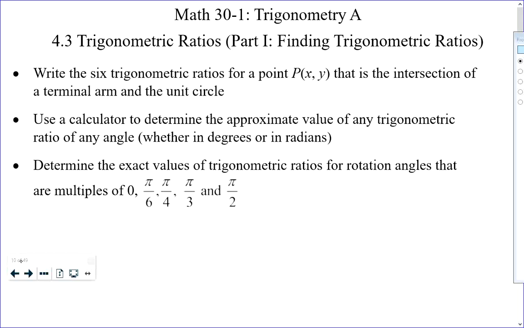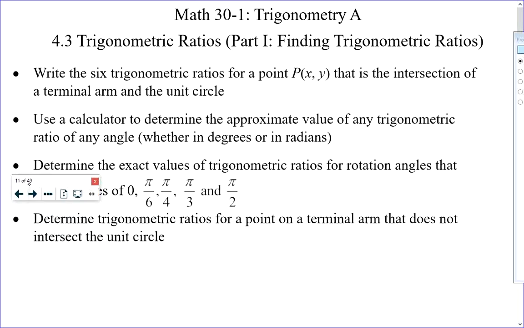So far our plate is getting pretty full, and we're going to add a couple more items. We're going to be determining trigonometric ratios for a point that is not on the unit circle. The first objective and this fourth objective are really the same, except that when it's on the unit circle, we use r as 1. When it's not on the unit circle, we cannot use r as 1. We would have to use r as something else. But that first and fourth bullet are really kind of the same thing.